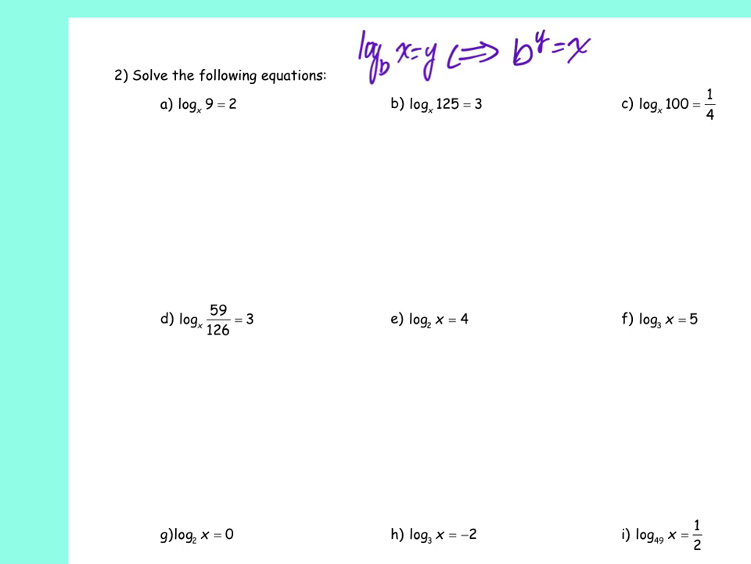So I can't solve for x. I don't know what my base is. I have no clue. I don't know what x is. And that's what they want me to find out on problem A. So I can't solve it as a log.